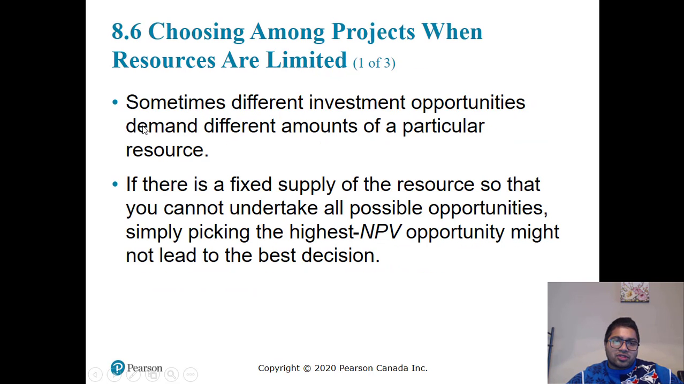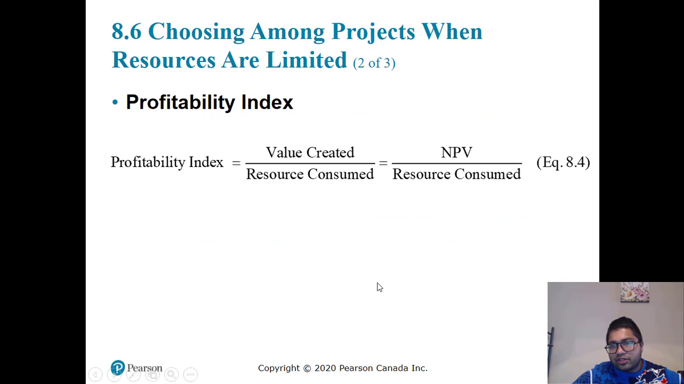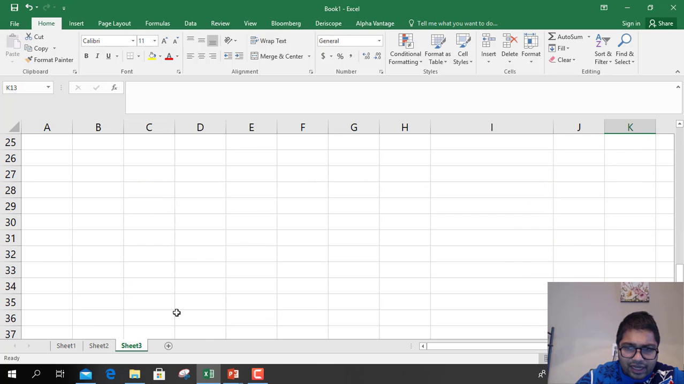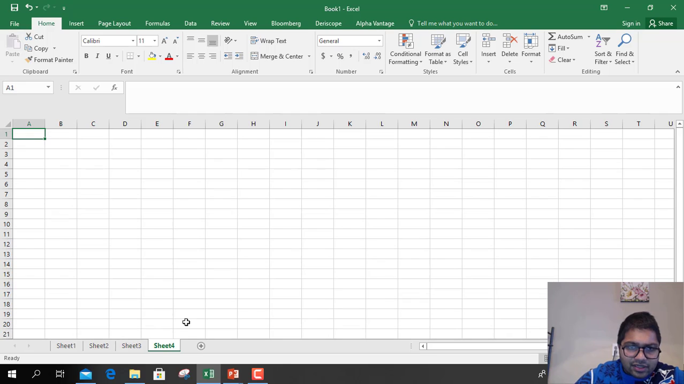Sometimes different investment opportunities demand different amounts of particular resources. If there is a fixed supply of resources so that you cannot undertake all possible opportunities, simply pick the highest NPV opportunity that might lead to the best decision. So this is important, profitability index. So how to calculate profitability index?